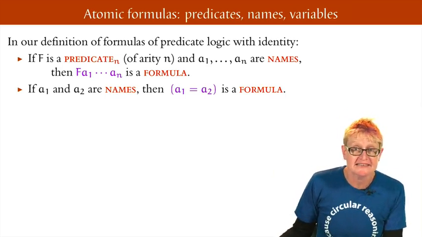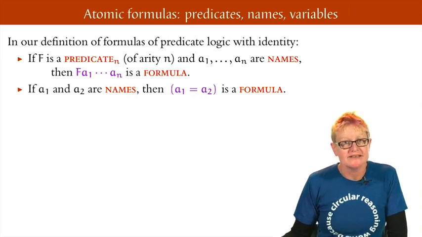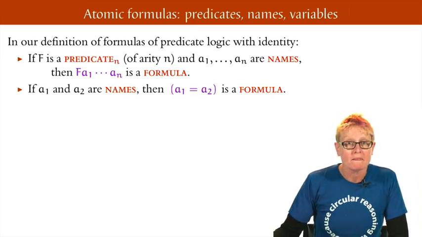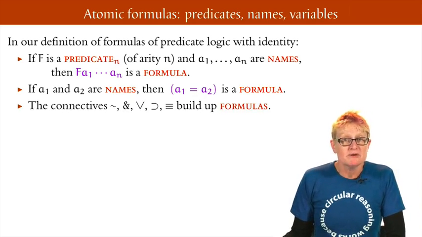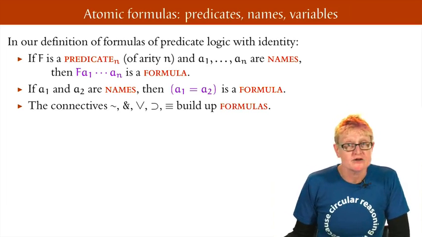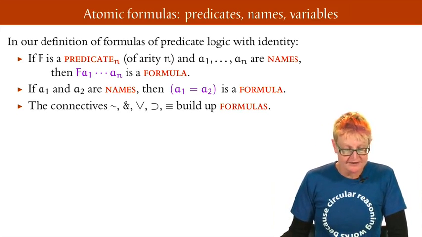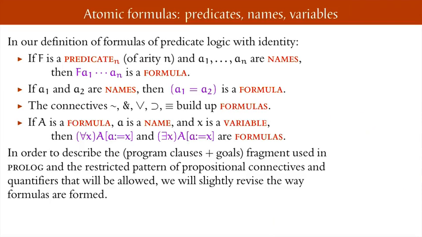Then in section 4, we extended the atomic formulas to include identity assertions. A1 is identical to A2. The class of formulas was then built up using the propositional connectives. In particular, negated identity assertions expressing difference were classified as complex, non-atomic formulas. Variables were introduced solely as a means of quantification, with a variable x substituted for a name a and then bound by either a universal or existential quantifier.